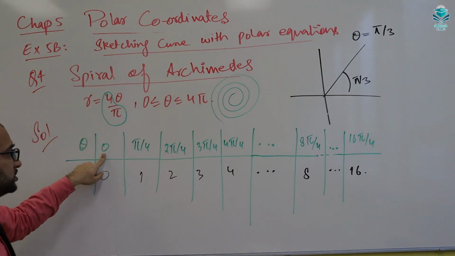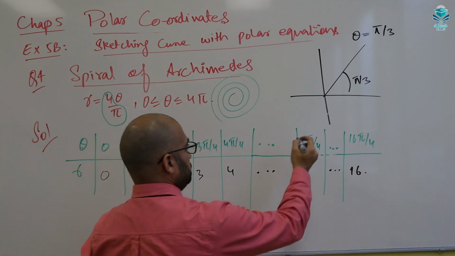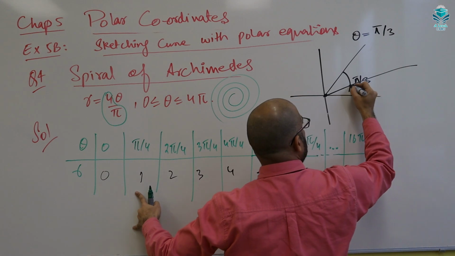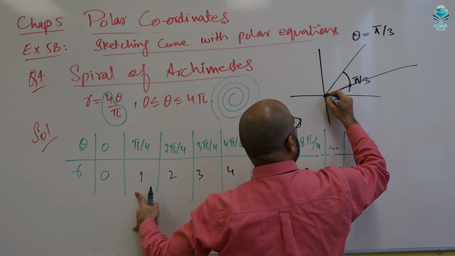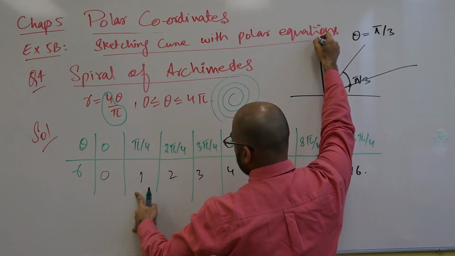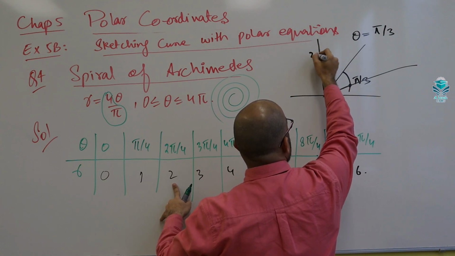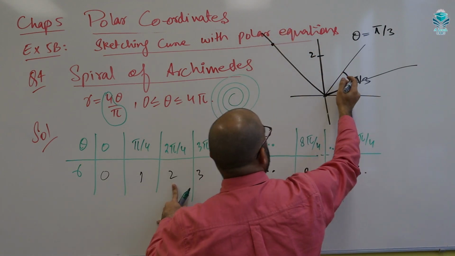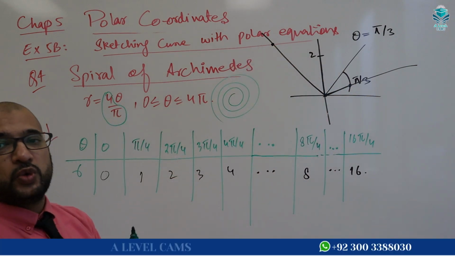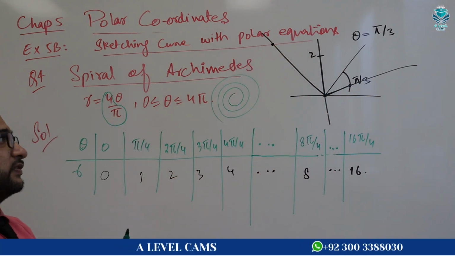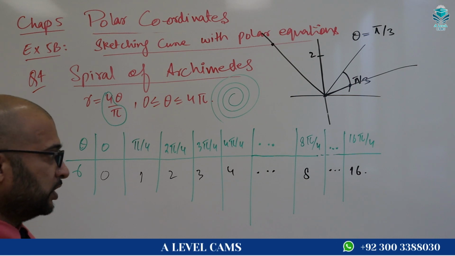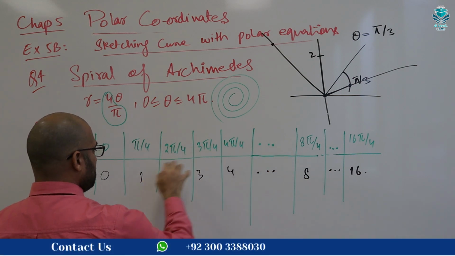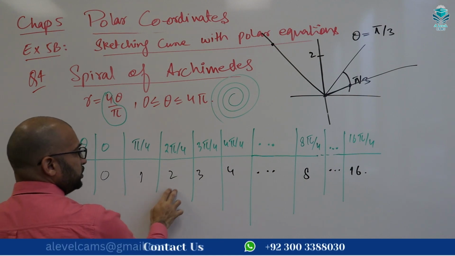So you have angle 0. At 0, you have 0. At pi by 4 angle, let's say this is the pi by 4 angle, your length is 1. At 2 pi by 4 angle, you are at 2. At 3 pi by 4 angle, you are at 3. Means as the angle is increasing, you are jumping one value of r. Now we do its sketching. So keep in mind 0, 1, 2, 3 multiples of pi by 4, you have corresponding values 0, 1, 2, 3 and so on.